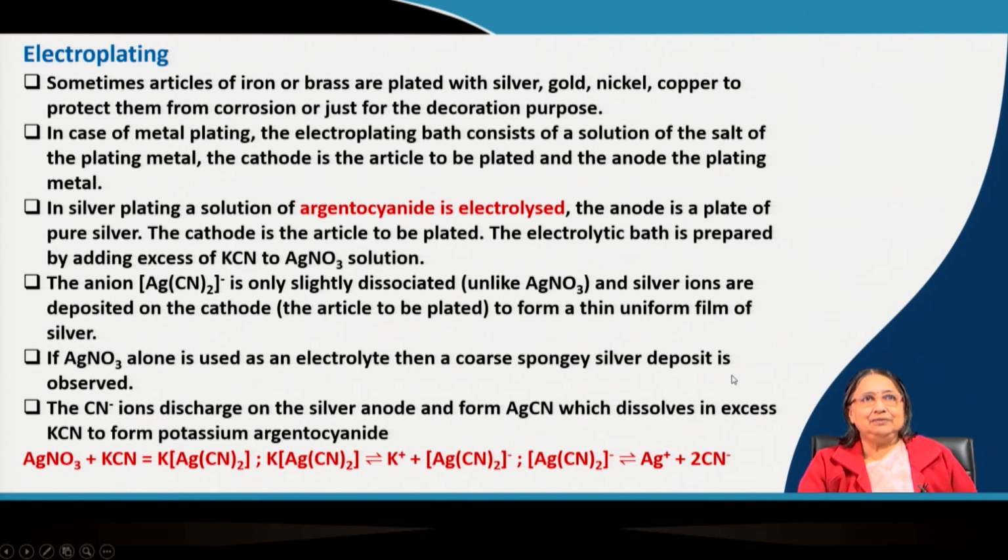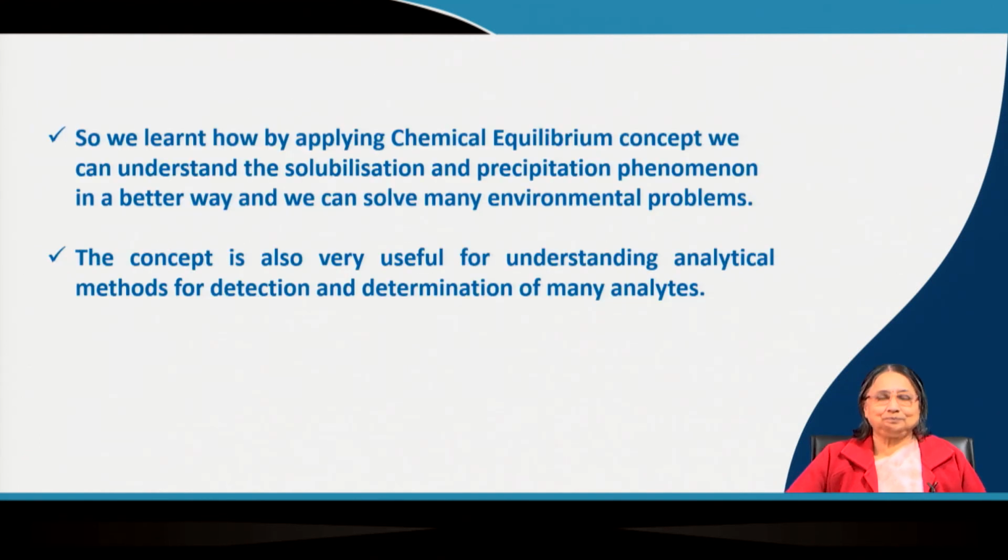So, this is a very good example of complex formation and its application in electroplating. You can do the same with gold also: you can form a gold cyano complex to make some gold plating on something. This is a very nice example.